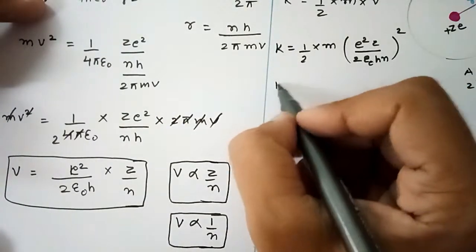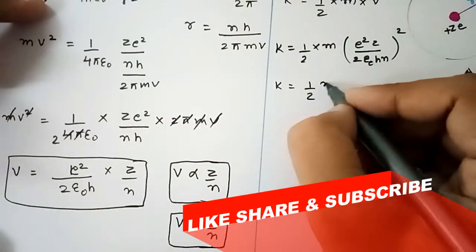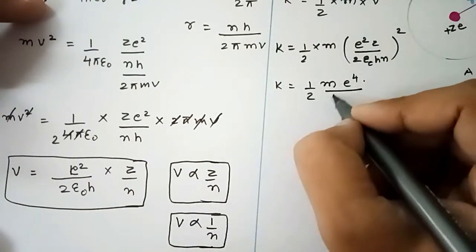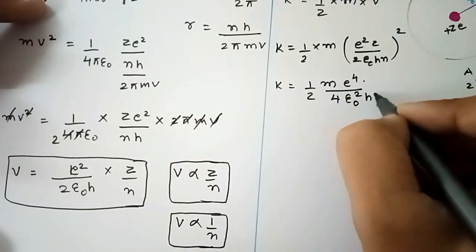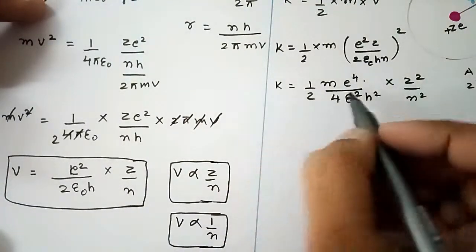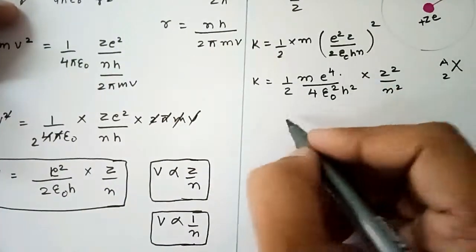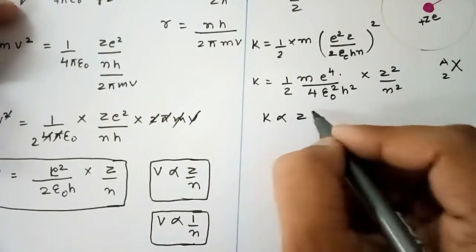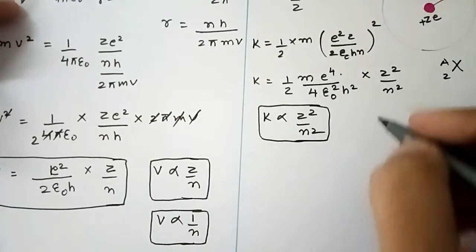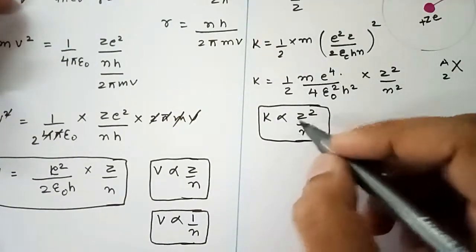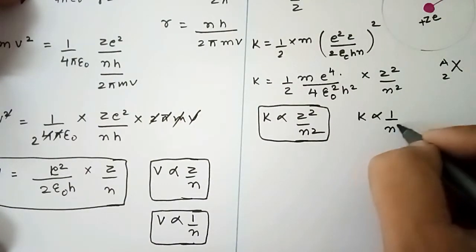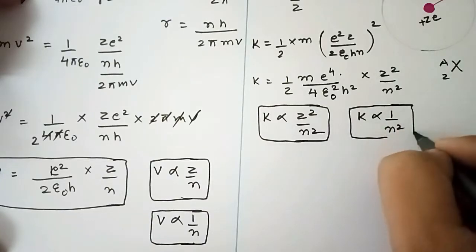So kinetic energy is equal to half m e raised to 4 upon 4 epsilon 0 square h square into Z square upon n square. So everything else is constant, and kinetic energy is proportional to Z square upon n square. Another important relationship. And for a given atom, Z is constant; this proportionality is for different atoms. So K is directly proportional to 1 over n square for a given atom, right?